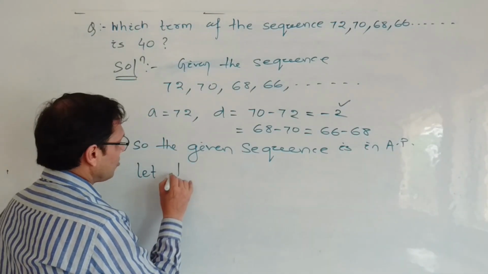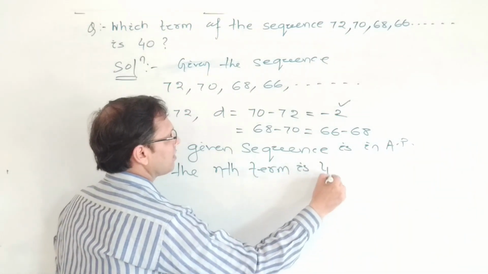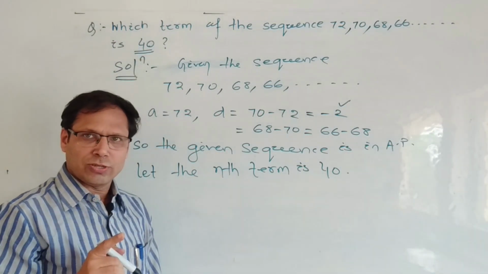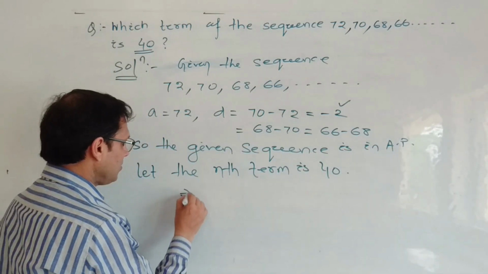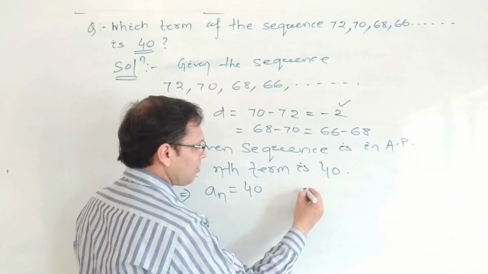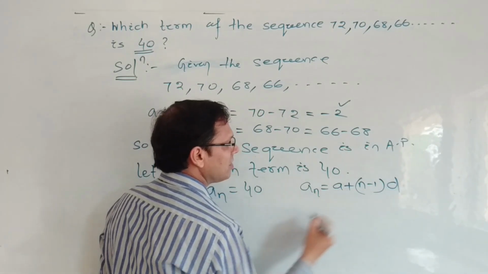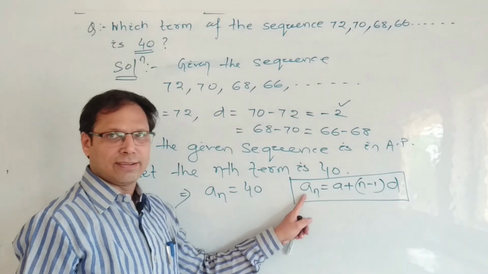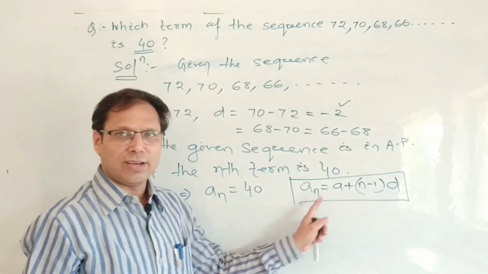Let the nth term be 40. You have to ask which term is 40. That means your supposition should be likewise, let the nth term of the sequence be equal to 40. That implies an is equal to 40. All of you know that nth term an is equal to how much? A plus n minus 1 into D. For any sequence, this is the formula to find an: first term plus n minus 1 into common difference. That is the nth term.